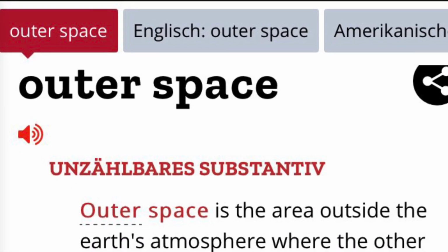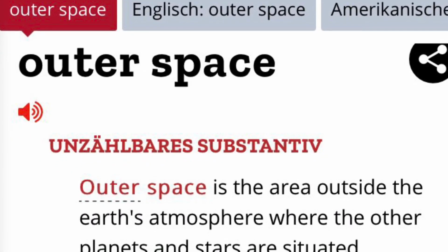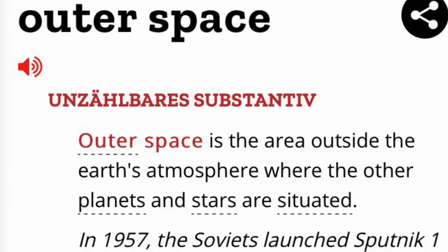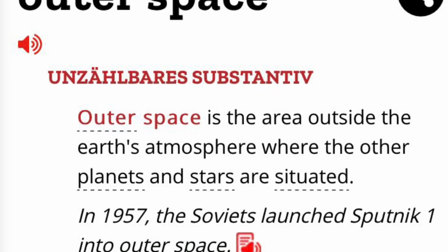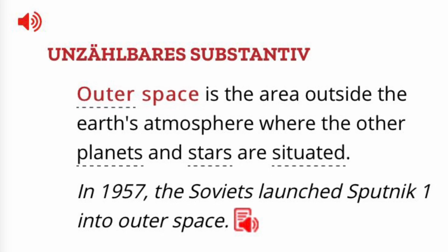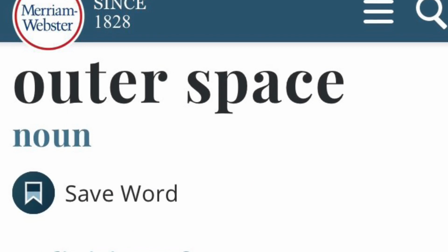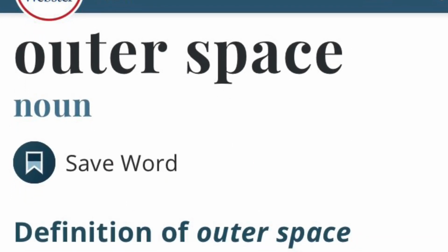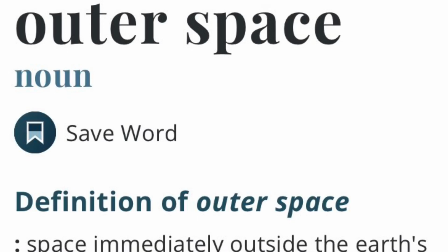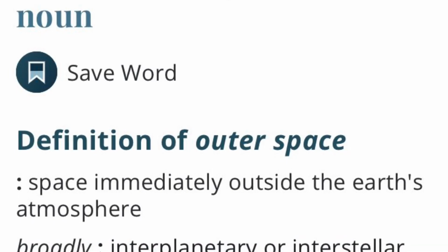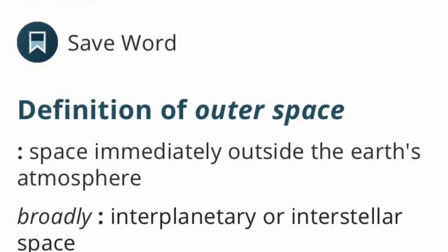What about outer space? What is outer space? We've seen enough movies, haven't we? Well, according to Collins Dictionary, it's the area outside the Earth's atmosphere where the other planets and stars are situated, right? This is what they keep telling us. So no air in space, basically. This is where the vacuum's supposed to be. The next one is going to come from Webster's, and it's going to say pretty much the same thing. Outer space. This is why they have astronaut suits and so forth, right? Space immediately outside the Earth's atmosphere. Okay, interplanetary or interstellar space.